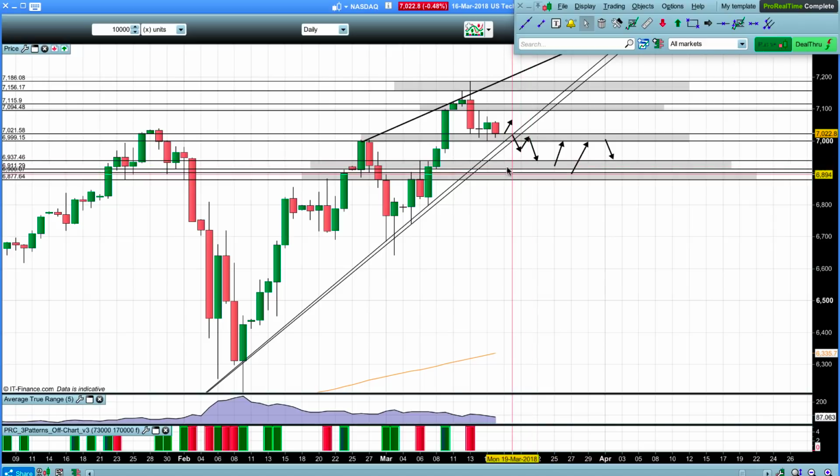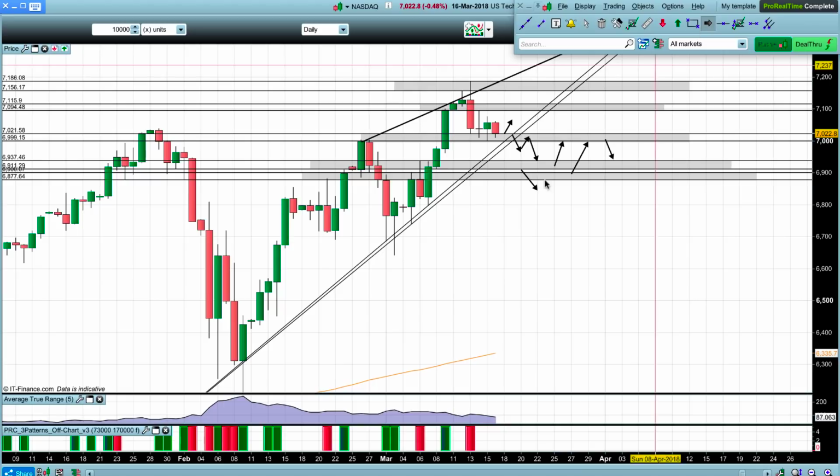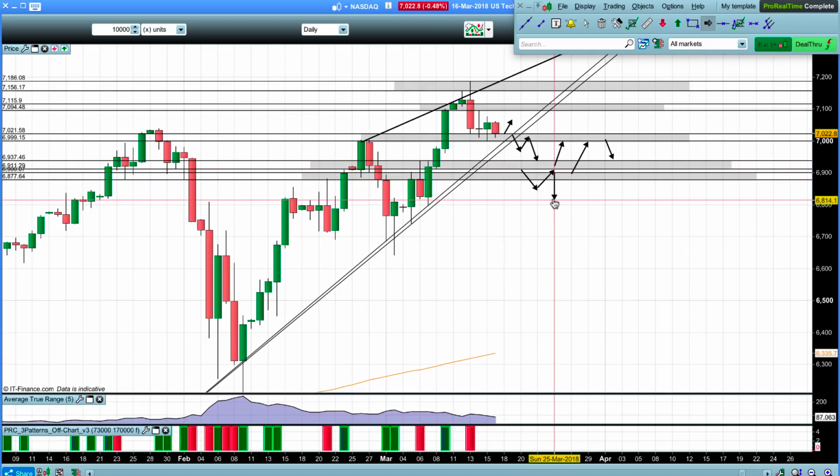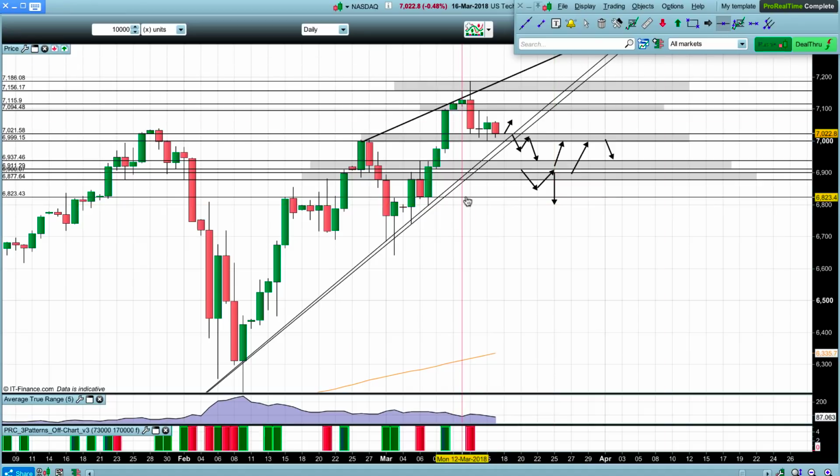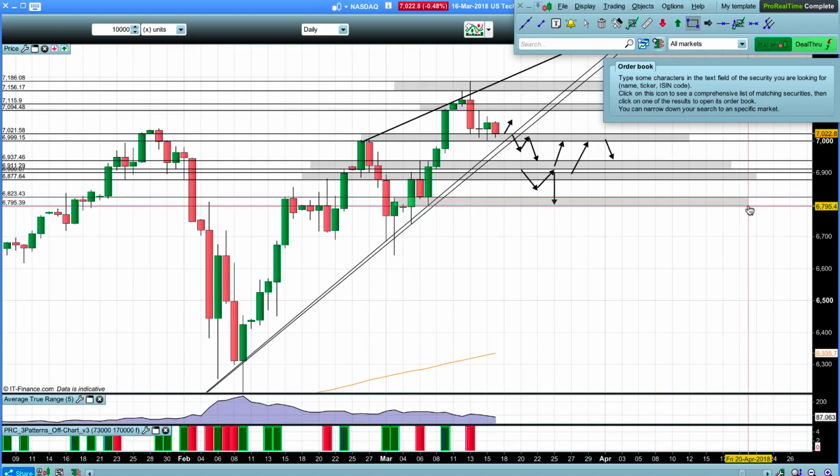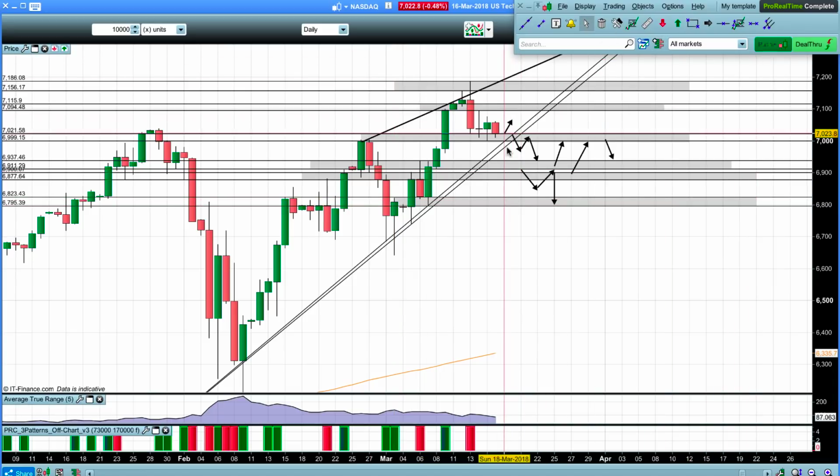If we're breaking down below these levels, again, it's opening up potentially that stronger bearish movement on the NASDAQ, back down to at least really 6,825 to really 6,800, which again would be a level of support right here, like this. And really those are the main levels coming into next week.